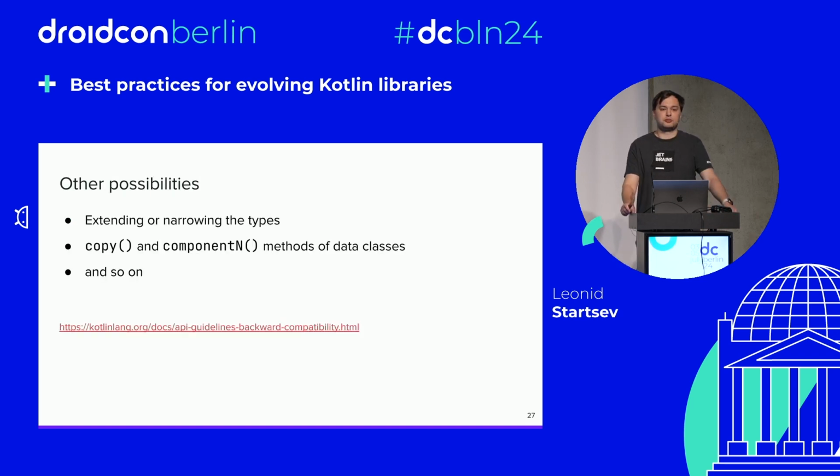So there are other possibilities to break binary compatibility without noticing it, like extending or narrowing the types of parameters and return types, using copy and component methods of data classes, and so on. There is a documentation page on kotlinlang.org that describes the definition of backwards compatibility and contains all these examples. And don't worry, I will give you a QR code with a link at the end of the presentation.